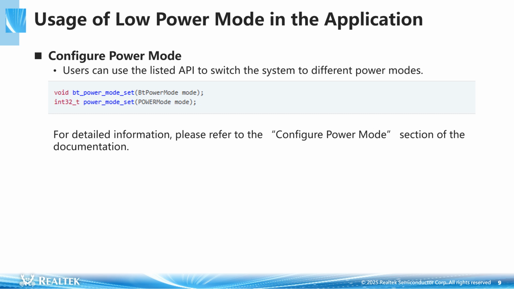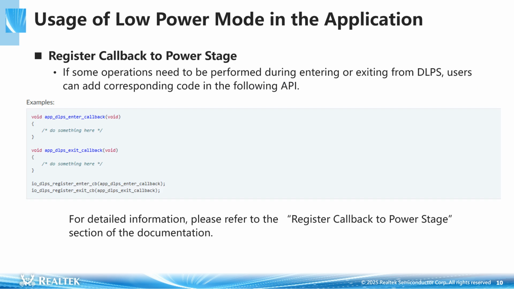Next, we will introduce how to use the low power mode in practical applications. First, we explain how to configure the low power mode. Users can configure different power modes using these 2 APIs. For detailed information, please refer to the Configure Power Mode section in the documentation.